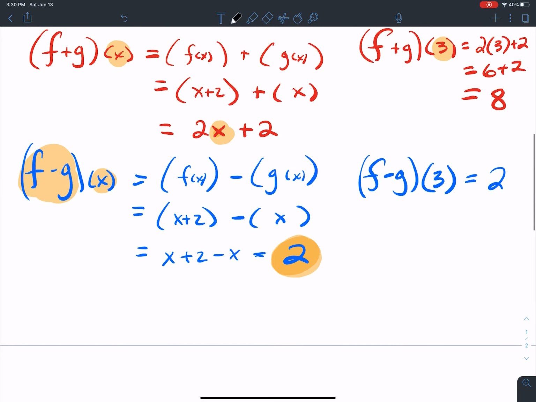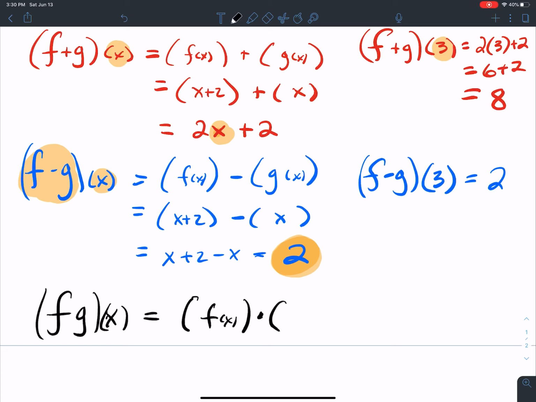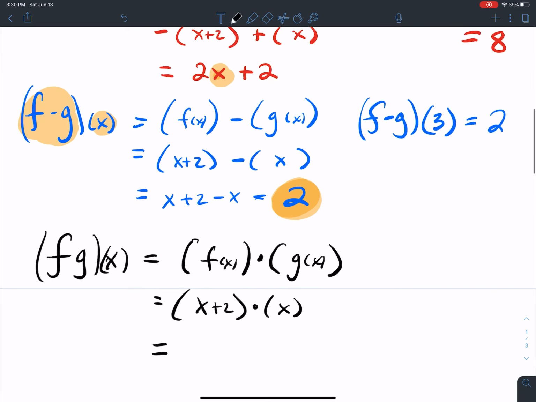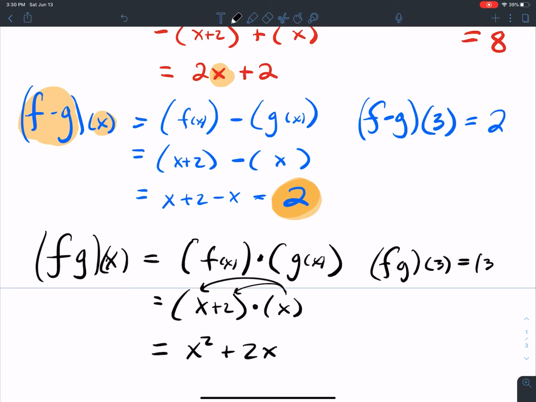Let's try multiplication. fg of x. How do we do this? This is equal to parentheses f of x times g of x. And so what is f of x? It's x plus 2. And what's g of x? It's x. So if I multiply this out, I distribute. So x times x is x squared, and x times 2 is 2x. So if I was going to calculate fg of 3, what would that be? That would be 3 squared plus 2 times 3.